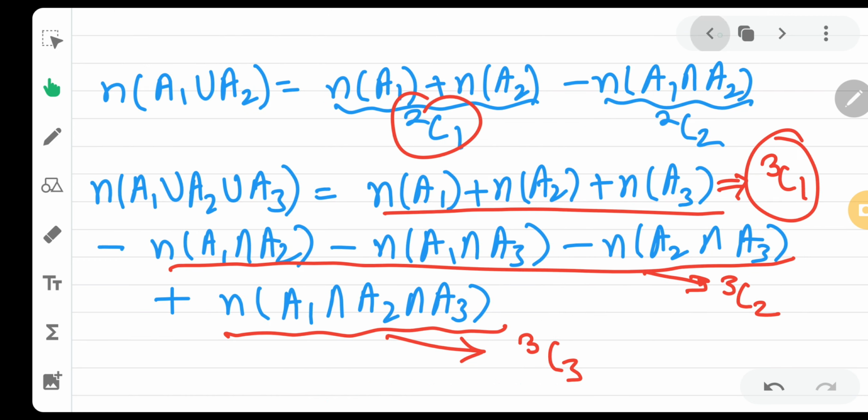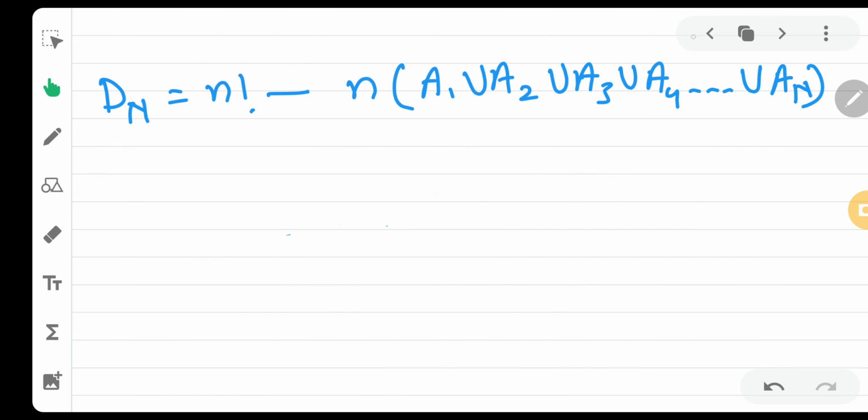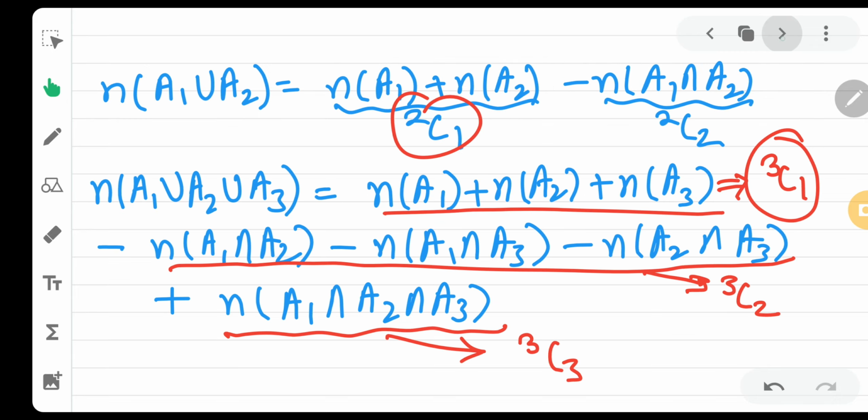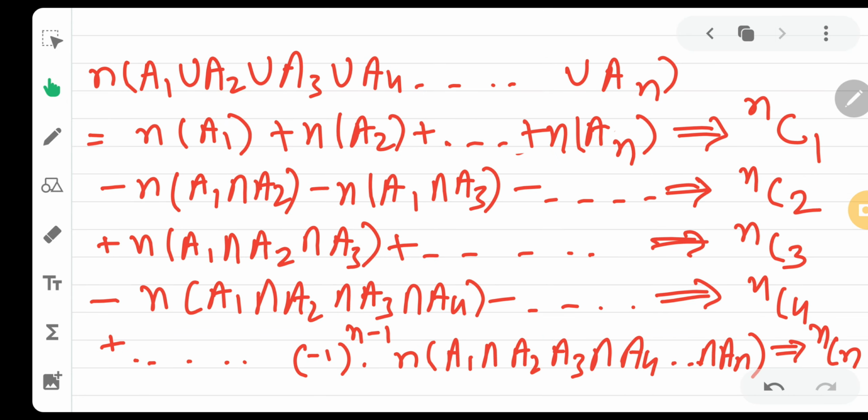Also, let me tell you what is A1. A1 is the first element at correct position. A2 is the second element at correct position. AI is the ith element at correct position, right? And now let us read this. A1 intersection A2 intersection A3 intersection A4 intersection AN. What does that mean? First element correct position, second element also correct position, third element also correct position, fourth element also correct position, nth element also correct position. What does this mean? All the elements at their correct position.